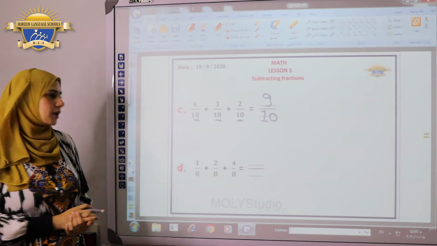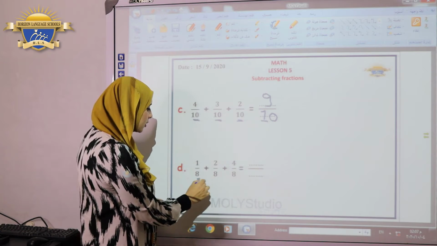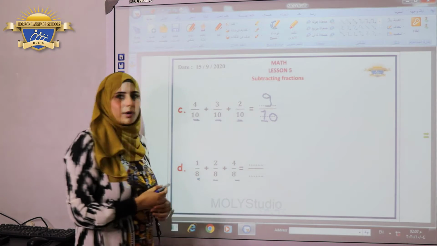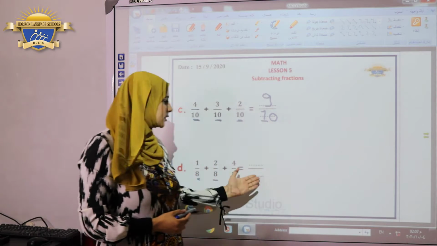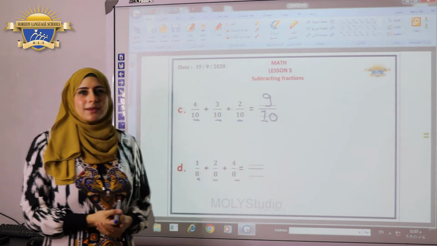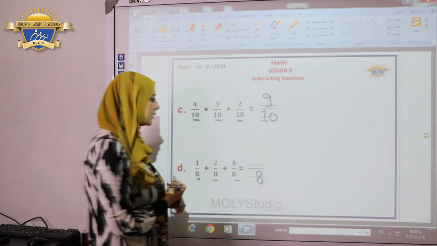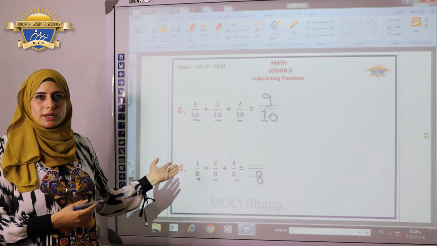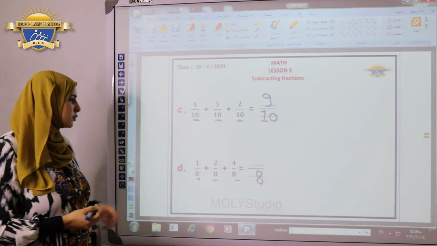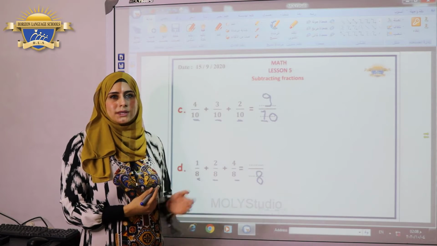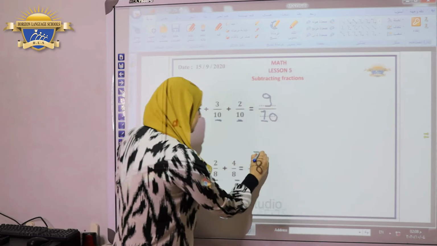Number D. I have here common denominators. Can anyone tell me what the number that I will write here? Okay, excellent. 8. And then I will add the numerators. 1 plus 2 is 3. 3 plus 4 equals 7.